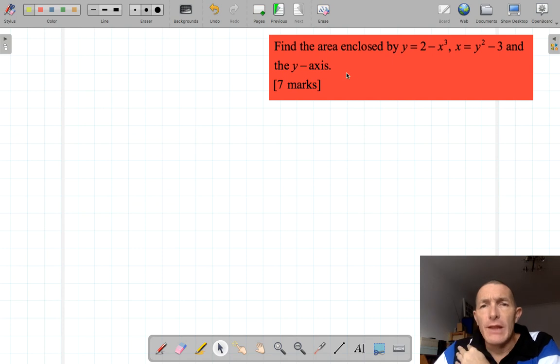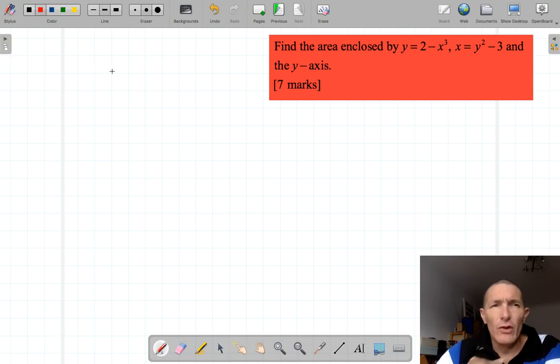Here I've labelled this as a red question because it's quite a bit to understand here. But if you use a calculator, it's not too difficult. So the first thing, we've got a curve. We've got another curve here, but it starts with x equals y squared minus 3.